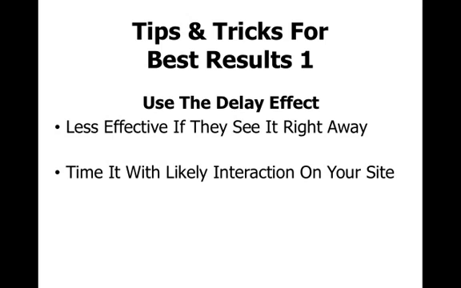The next thing I want to say here is time your ad with likely interaction on your site, and that has to do with what people are on your site for. Are they there to watch a long video? In that case, you can have a longer delay and time it with what they're actually watching in the video. If they're on a site where they're reading a long article, you have a bigger time window, and you can time it to when they have read a certain part of your article.